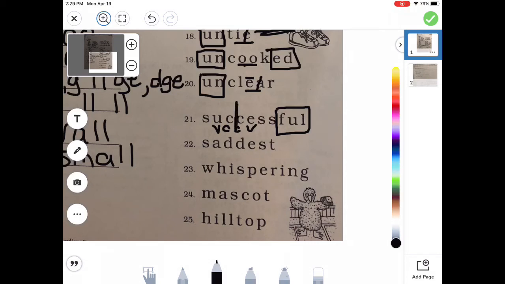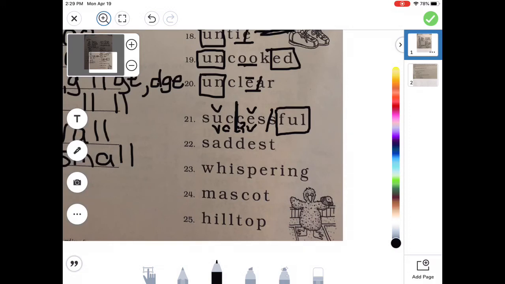The beginning, just S-U-C, is just suck. So make it short. And then over here, it's an E in front of an S, so it's short. This is a C in front of an E, so it's going to make that S sound. And then I've got double S. Successful. Successful. Very good.